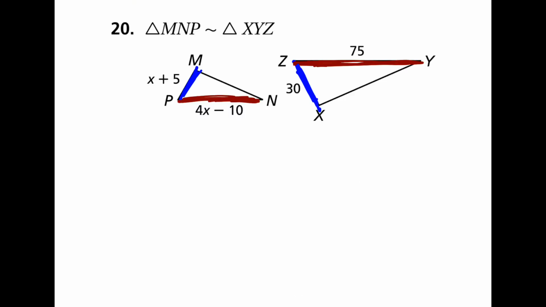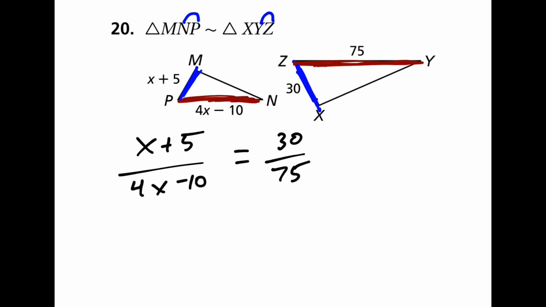In 20, if the diagram is not obvious, you can match up MP with XZ. And you can do the same thing for PN and ZY. And based on their positioning, you know that these are indeed proportional, those side lengths. Of course, you could just eyeball it and hope that they're the right ones and say the small over the long and the small over the long, but that doesn't always work.